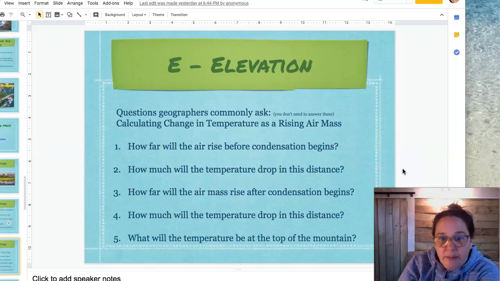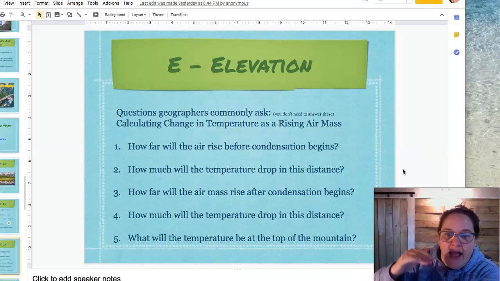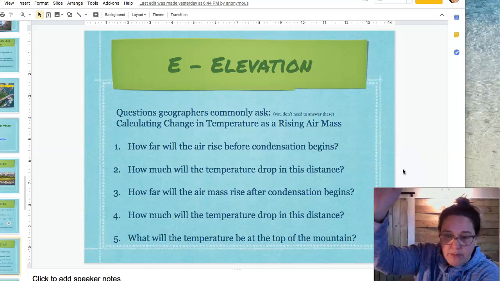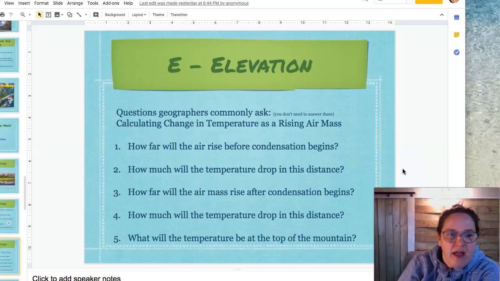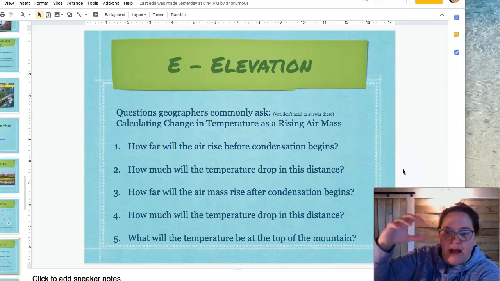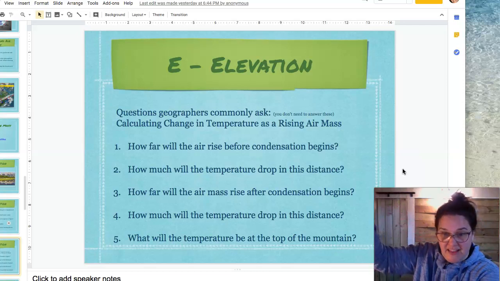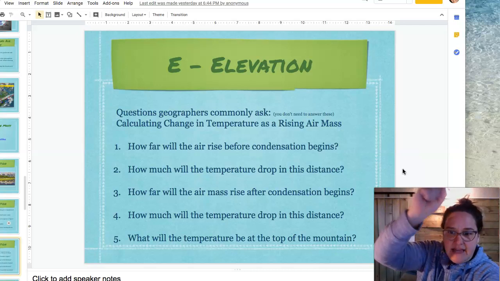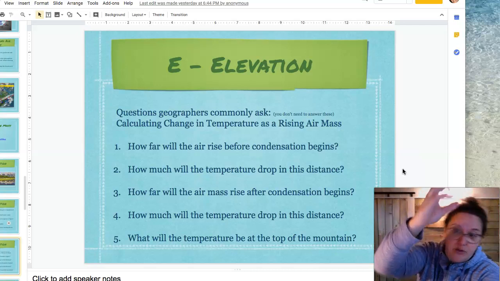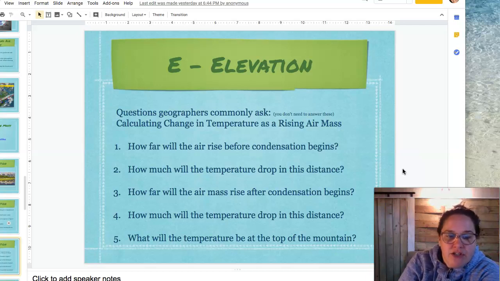Or how much will the temperature drop in this distance? So as you go up a mountain, for example, why does it get cooler and cooler as you go up the mountain? That temperature drop has to do with distance as you go up higher and higher elevations. Or how far will the air mass rise for condensation to begin? So if you had a cloud that was really low hanging, the higher it goes and the more pressure is on that cloud to make condensation, at what point is that condensation going to become precipitation and fall?